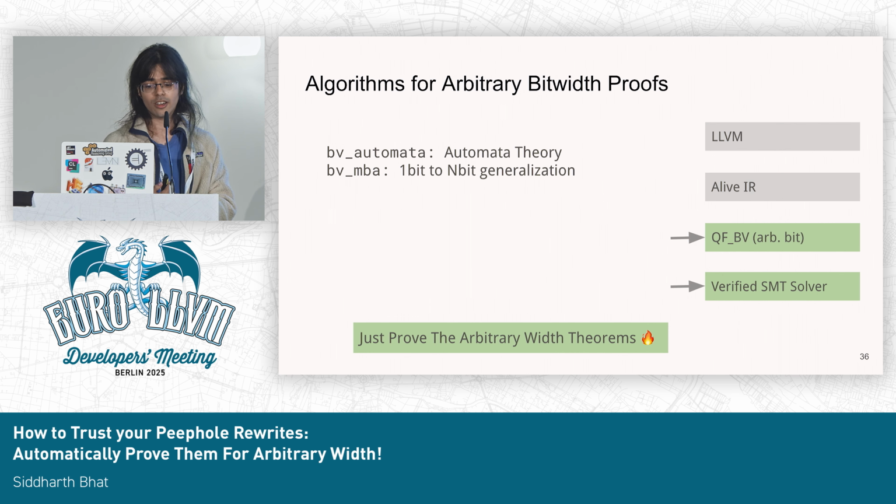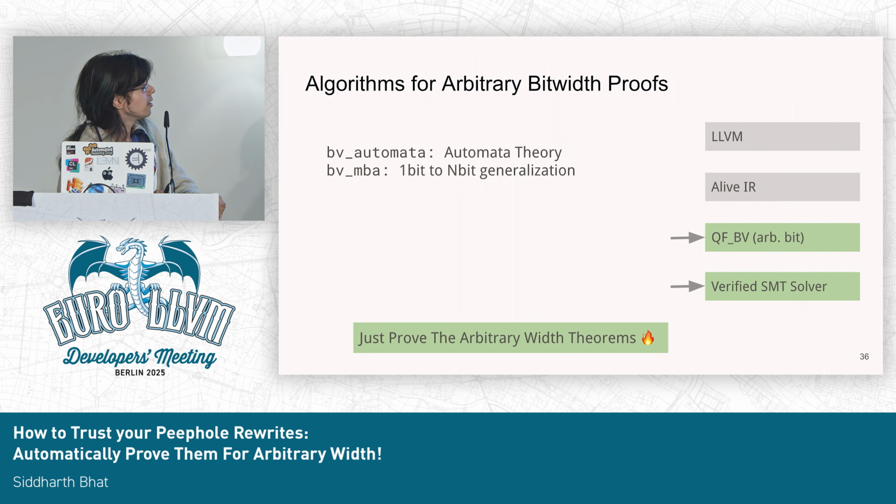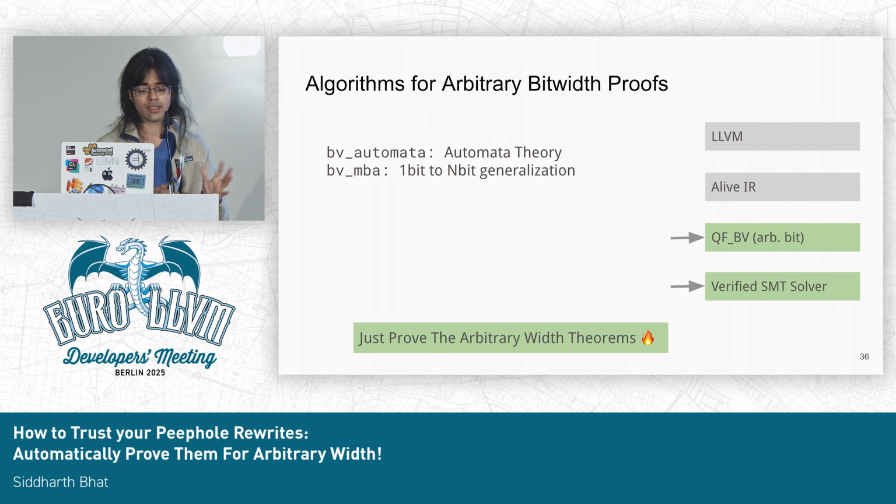Now, I'm going to go into the algorithmic side of things as to how these work. I'm going to present 2 algorithms, one that's based on a view in terms of automata theory to prove these theorems for arbitrary bit width, and one that's based on analyzing the structure for 1 bit and then generalizing it to n bits. Great, so let's jump into one of these algorithms that is based on automata theory.